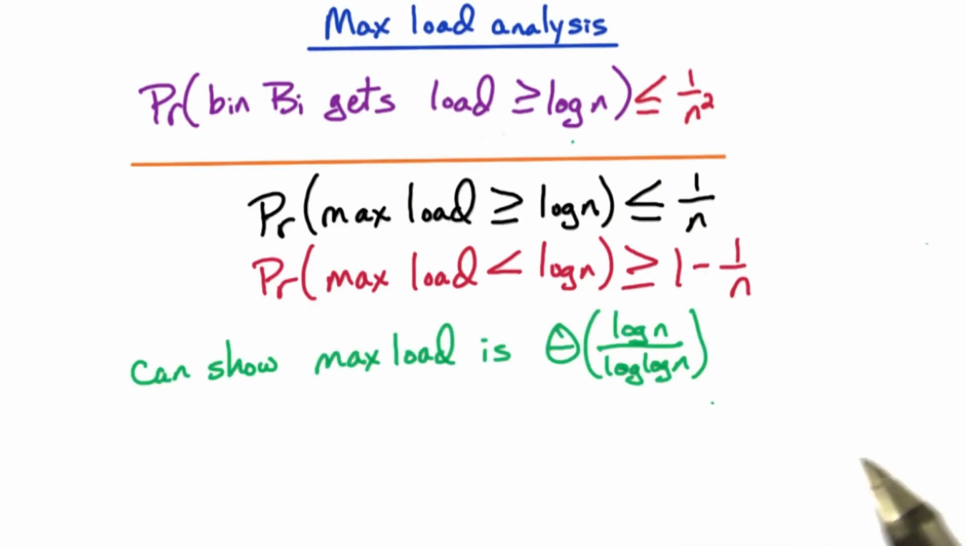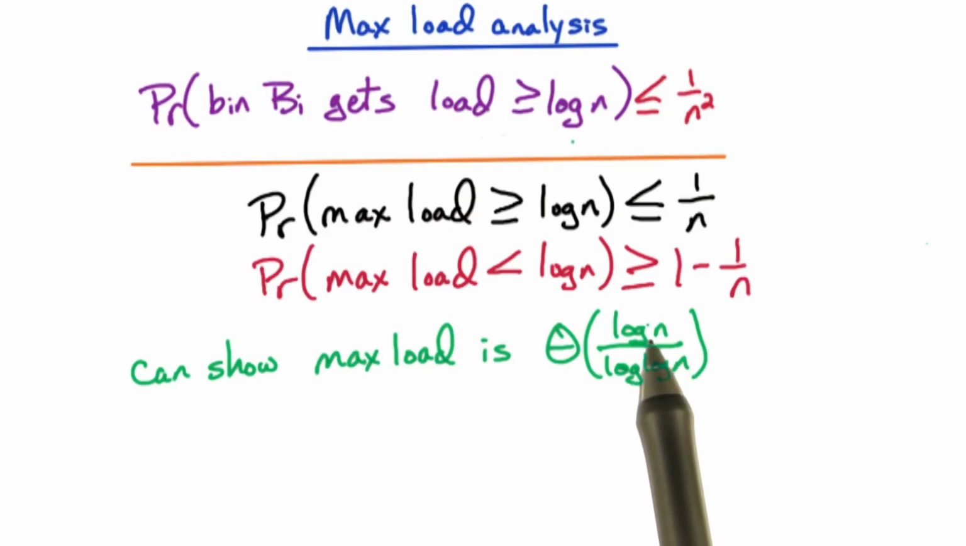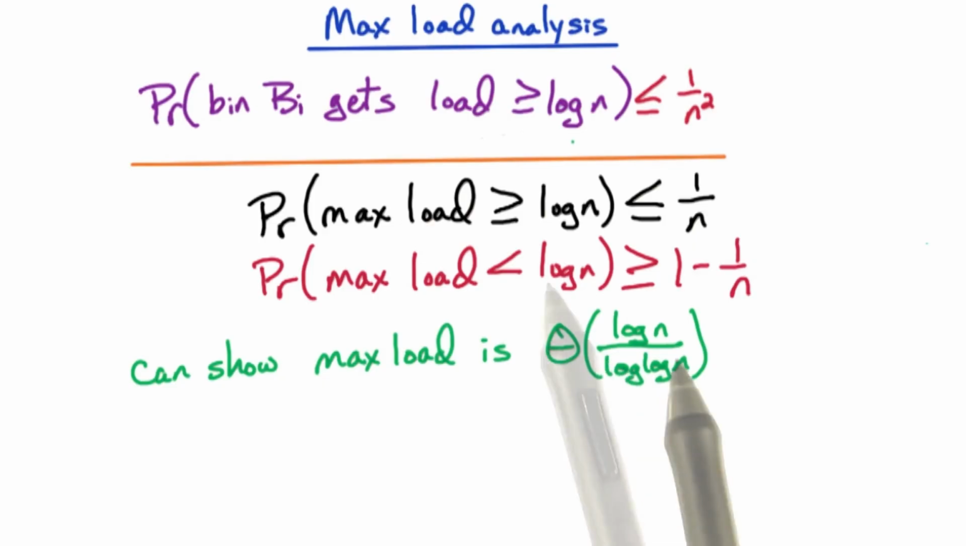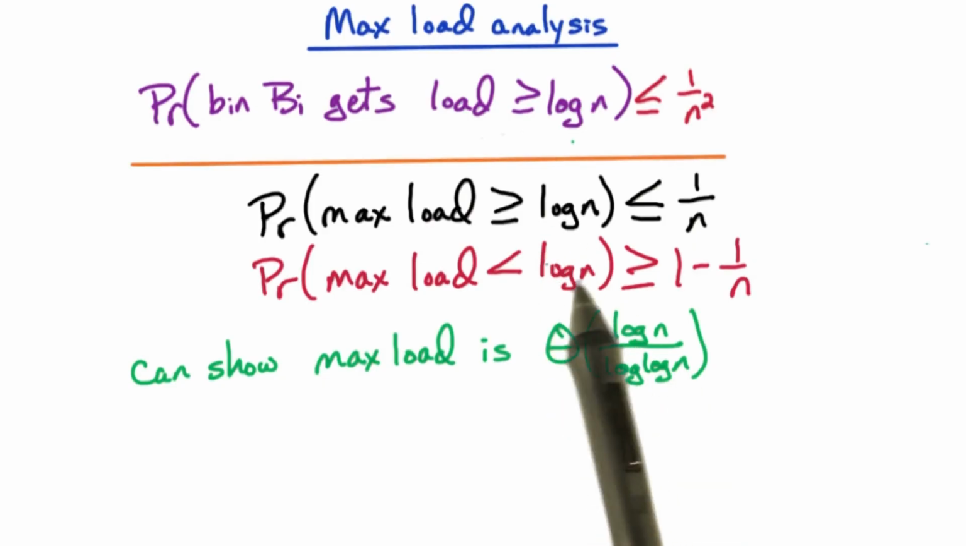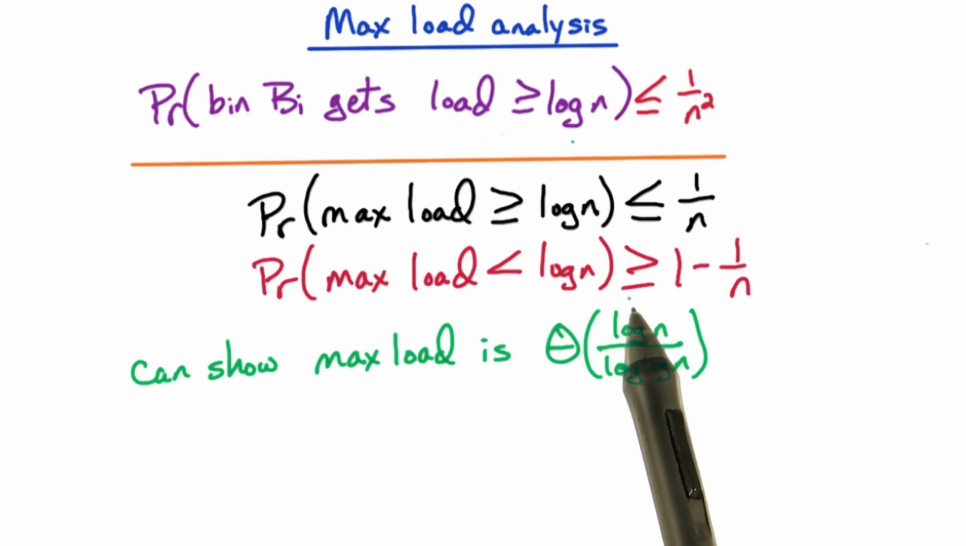And in fact, one can do a similar analysis a little bit more carefully, and you can show that the max load is theta of log n over log log n. So we can get an upper bound and a lower bound, which are within constants of each other. So instead of an upper bound of log n on the max load, we can get a slightly better bound of log n over log log n.